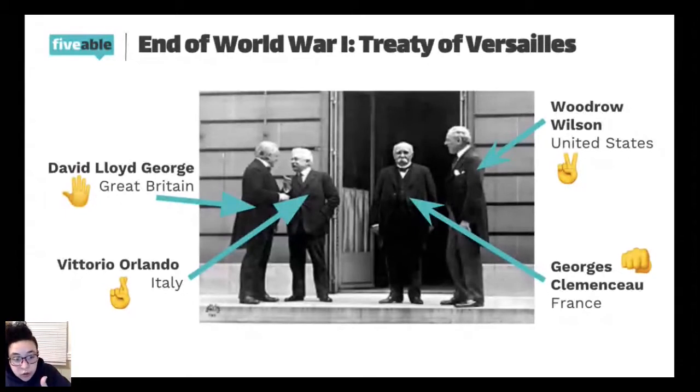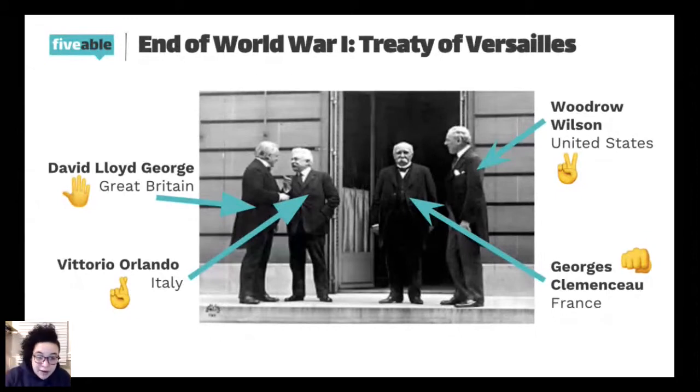Then you have Woodrow Wilson from the US, and he's like, we can't let this happen again, right? We've got to make sure that peace exists. We need to set up some systems. We need to make sure that we treat everyone in a way that we can prevent future wars.